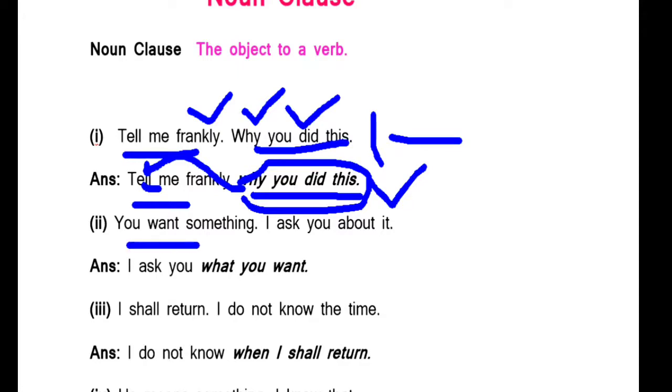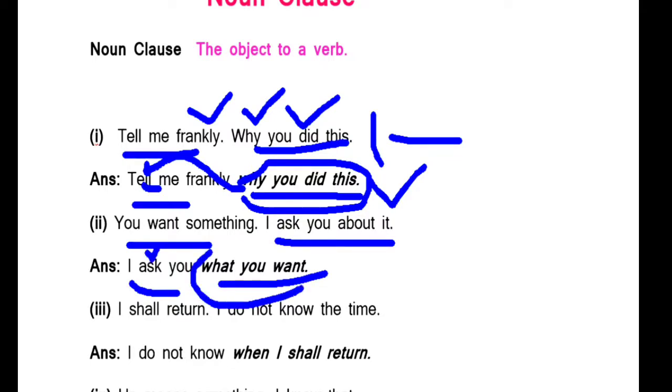Similarly, you want something, I ask you about it. I ask you what you want. That means this is the verb and its object is what you want. This is a clause. So when the object is a clause, we can say that it is a noun clause object to the verb. All these examples have been given below. I will give you the description from where you can get all these examples. Okay.